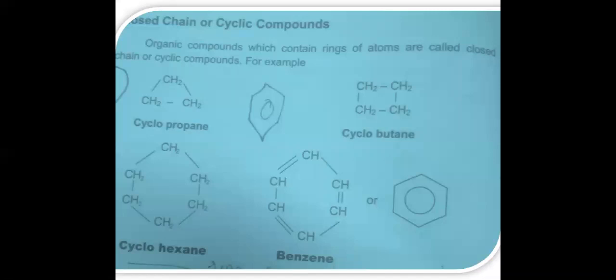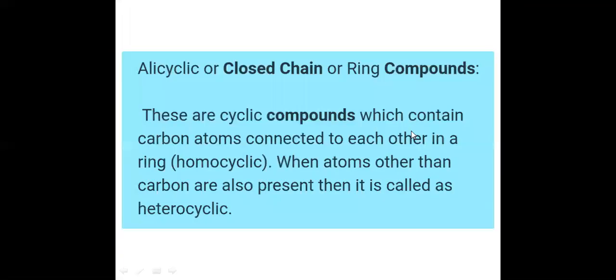Closed chain or cyclic compounds are organic compounds which contain rings of atoms. For example, cyclopropane, it is a ring, then cyclobutane, a ring, then benzene, it is also a ring, and cyclohexane is also a ring. So all these compounds are closed chain organic compounds. Closed chain organic compounds are called cyclic compounds, and those which contain carbon atoms connected to each other in a ring are called homocyclic, because only carbon atoms are present in the ring.